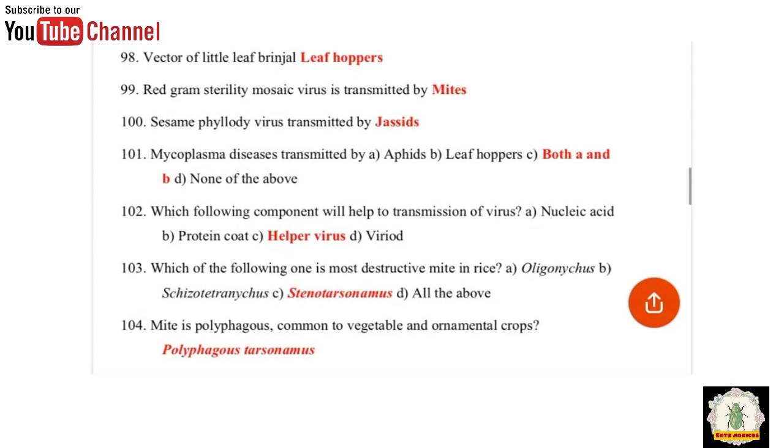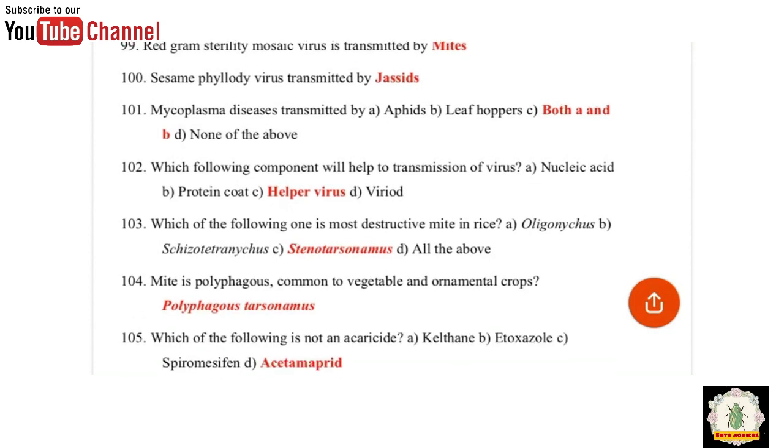Mite that is polyphagous, common to vegetables and the ornamental crops. So this is Polyphagotarsonemus. So polyphagous means the insect which can feed on more than one species of plants.